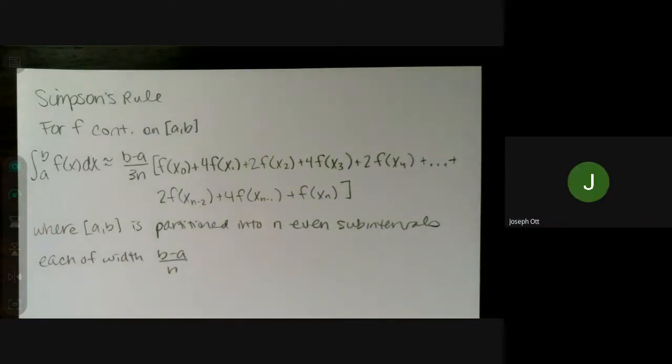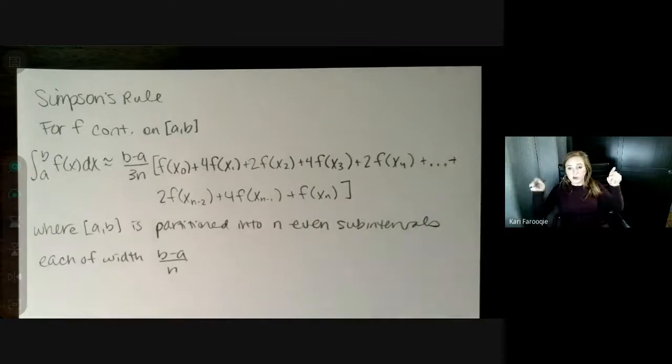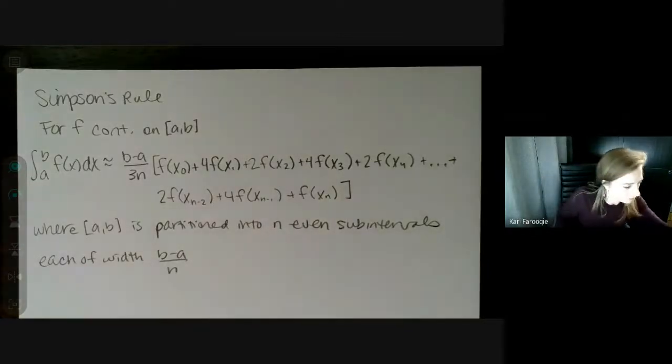So is x n minus 2, for n minus 2 and n minus 1, are those coefficients always going to be 2 and 4? Or do we follow the 4, 2, 4, 2, 4, 2 pattern along until we hit the end? So you're always going to work outside in. And I'm going to give you an example of this so that you can see.